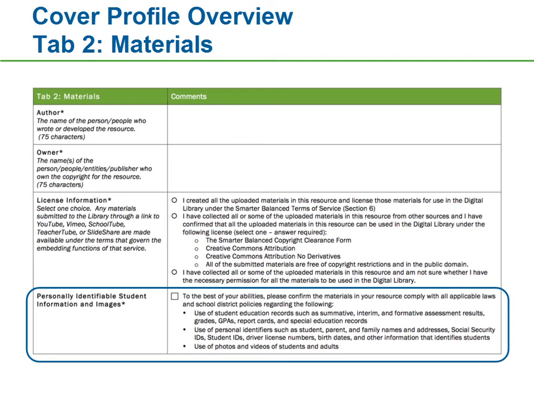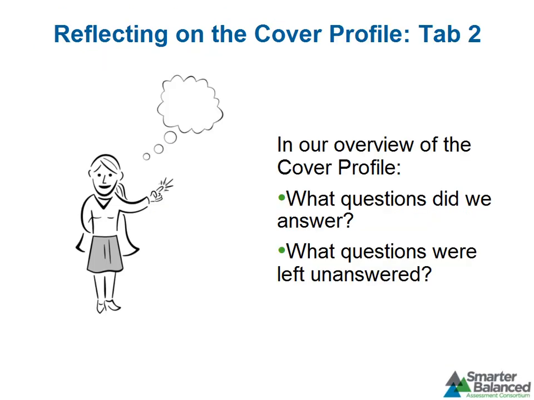The last 2 fields under tab 2 require you to confirm the resource does not contain information related to specific students or would make a specific student identifiable. Any images of students require appropriate approval. At this time, write down any questions you have about tab 2 so that you can bring them to one of the Q&A webinars.